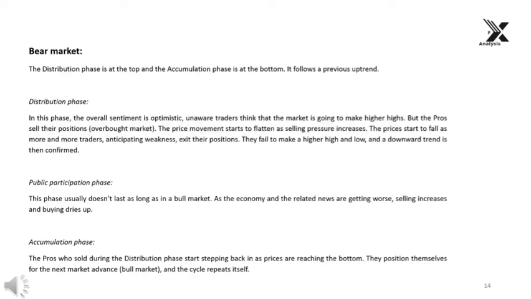Accumulation phase. The pros who sold during the distribution phase start stepping back in as prices are reaching the bottom. They position themselves for the next market advance, a bull market, and the cycle repeats itself.